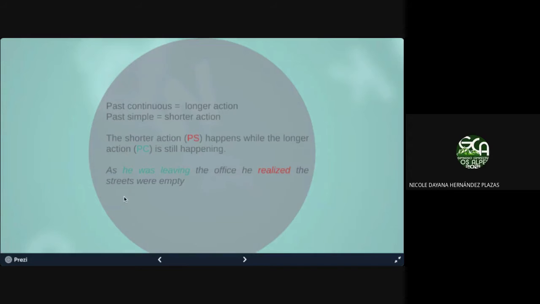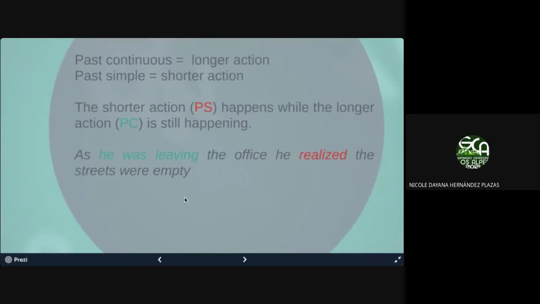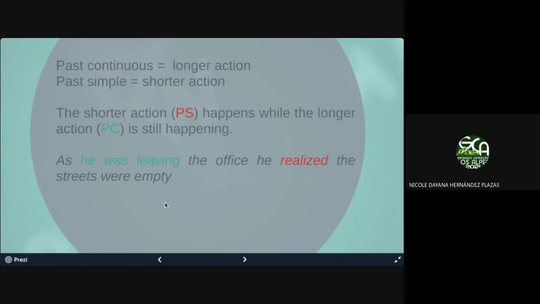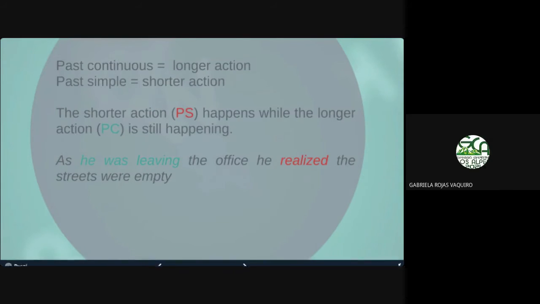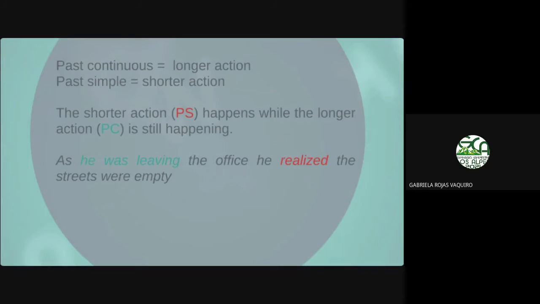So we are going to check this example we have here. I am going to ask, Gaby Rojas, can you please help me reading this example, princess? Yes. As he was leaving the office, he realized that the streets were empty. That's it. So this is also part of the story.